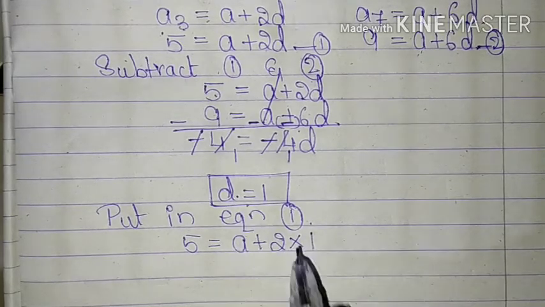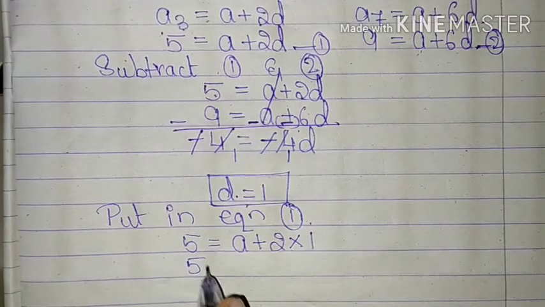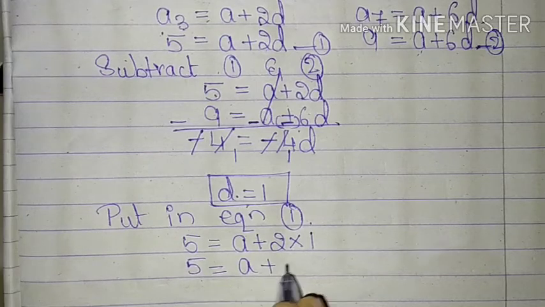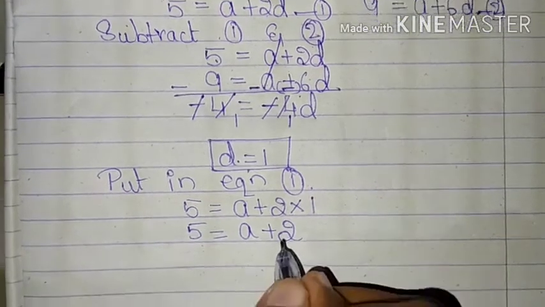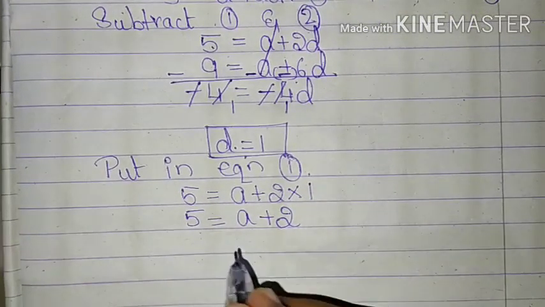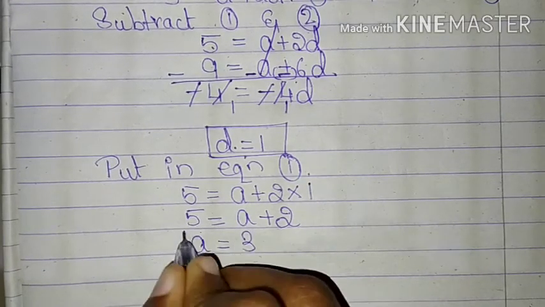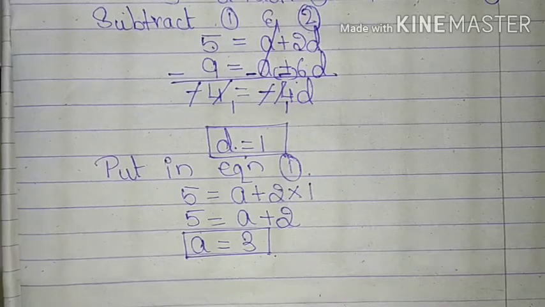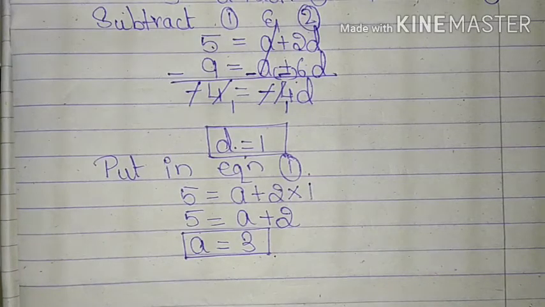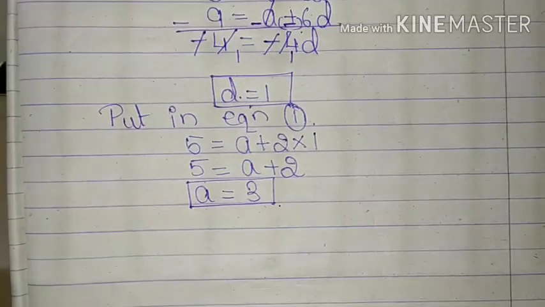Because D is equal to 1, 5 is equal to A plus 2. So now simplifying for A, we get A is equal to 5 minus 2, which is 3. This is the value of A. Now we have our A and D, we can easily build our AP.